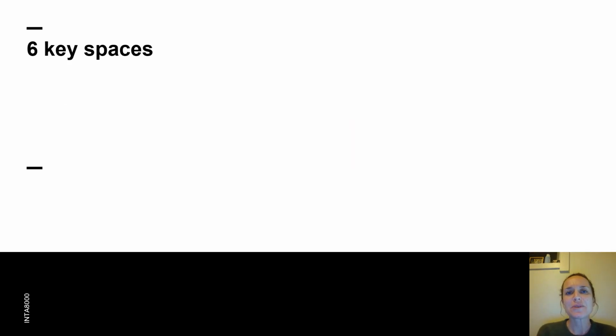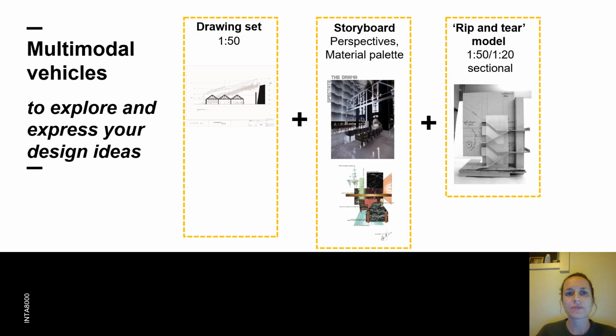We are continuing with the 6 spaces that you selected in Assessment 1 and have developed into Assessment 2. And what we're asking for are 3 components within this assessment: a drawing set at 1 to 50, a storyboard including perspectives and a material palette, and a rip and tear model at either 1 to 50 or 1 to 20 and as a sectional model.